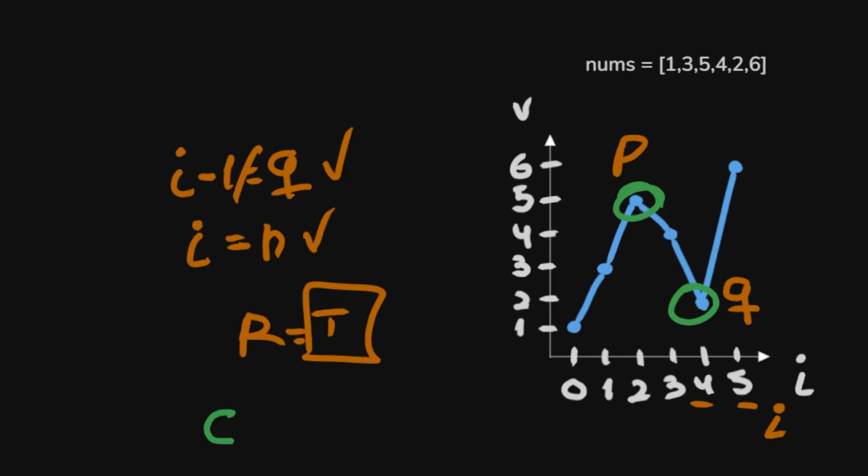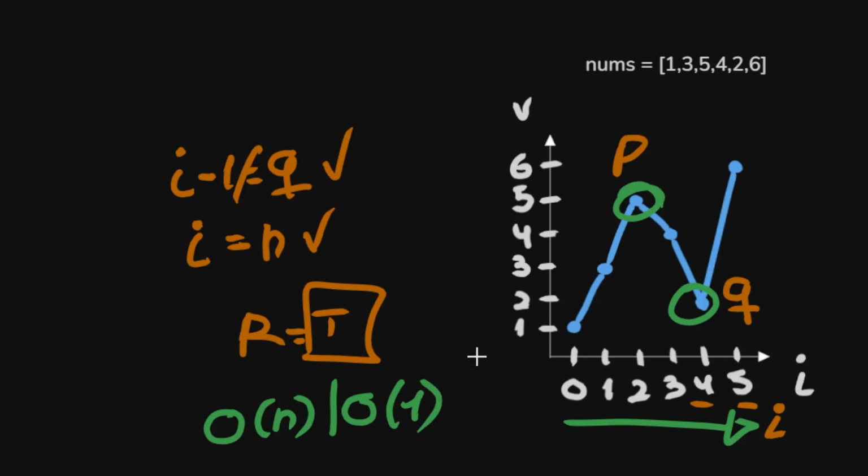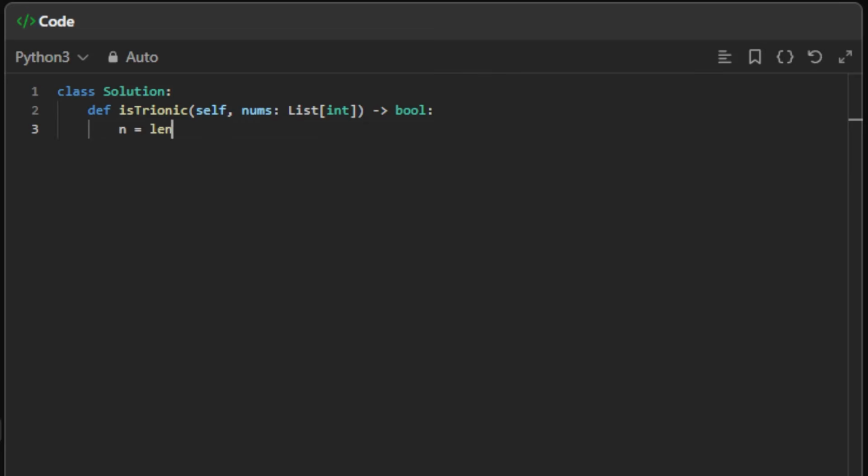Time complexity here is big O of n because we are iterating every element once, and space complexity is big O of 1. So with this in mind, now let's go with the code. First, we can say that n is the length of nums, and we start from index 1. And we can say while I is smaller than n, meaning we are in bounds, and nums I is greater than nums I minus 1, we can update I to the next index.